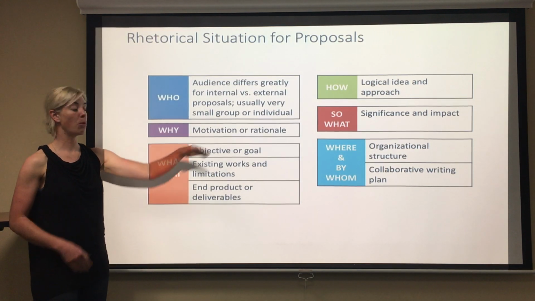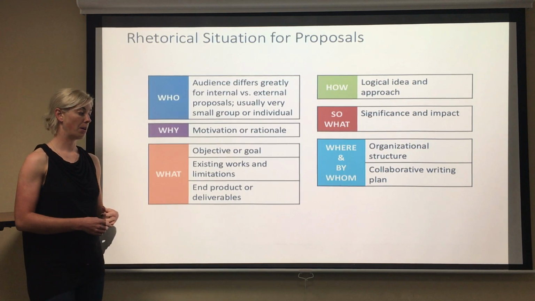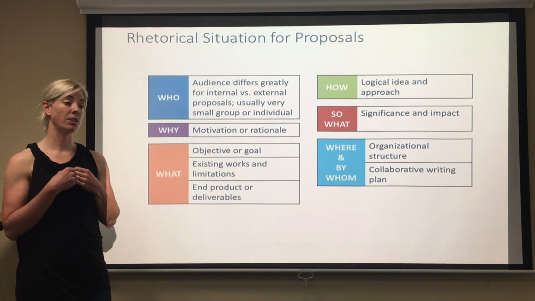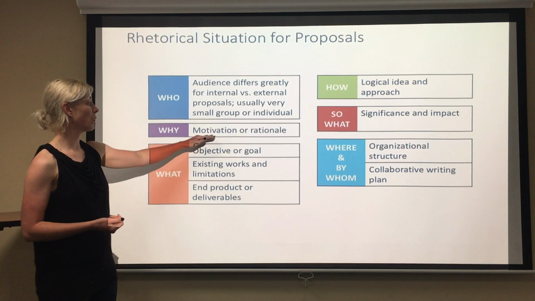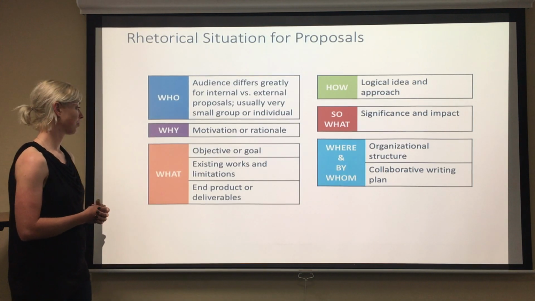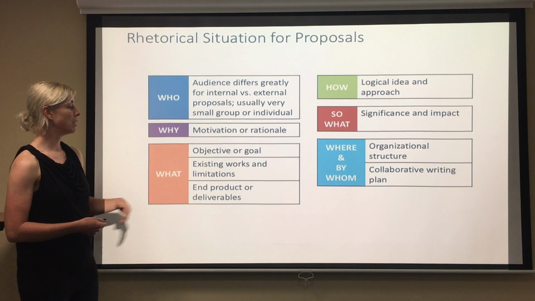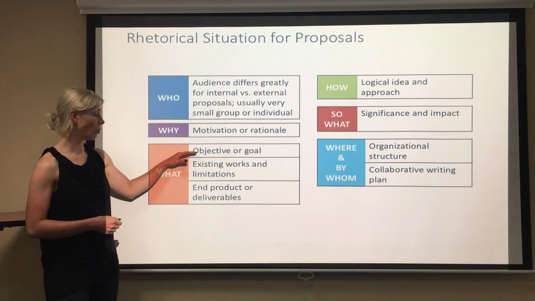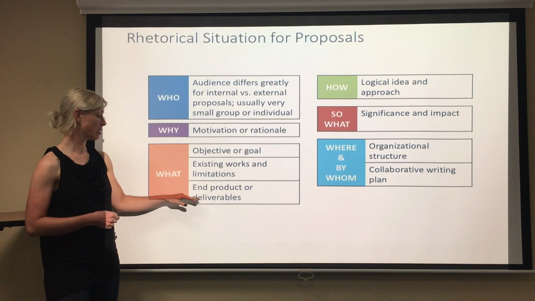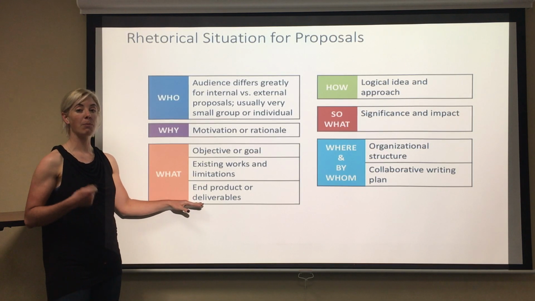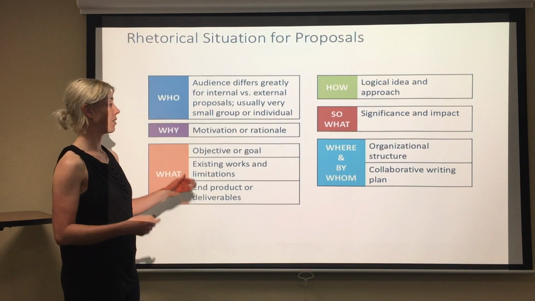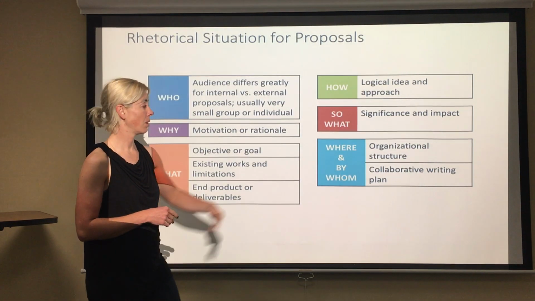Again, there's a shared motivation or rationale, but instead of it being a justification of our own motivation, as for a journal article, we really want to align with the motivation of our readers and their organization. The information we need to convey is our objectives, our goals, what existing works are out there and their limitations, and specifically what are the end products or deliverables we're going to be able to hand over to the readers at the end of this process.